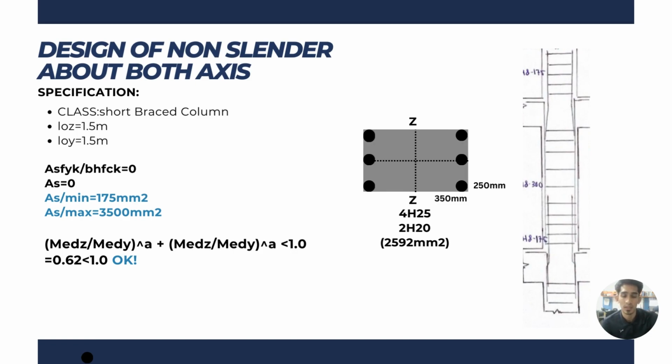So L0z and L0y that we calculate from the slender or non-slender calculation, we got 1.5 meter. From the chart, we got a 0 to define the reinforcement, maybe because the length of the distance of the beam is too short. So we use As,min and As,max to define the reinforcement. So the total reinforced area is 2,592.